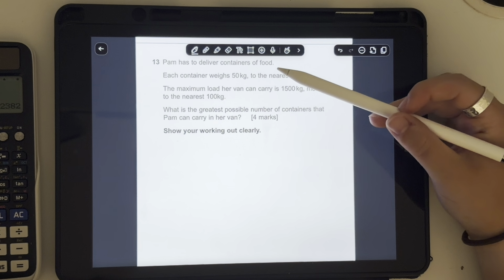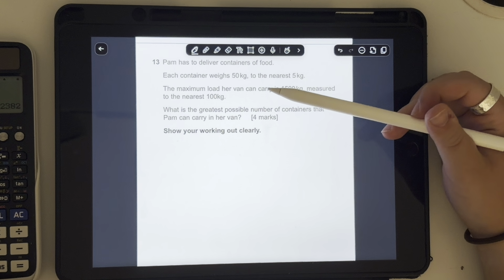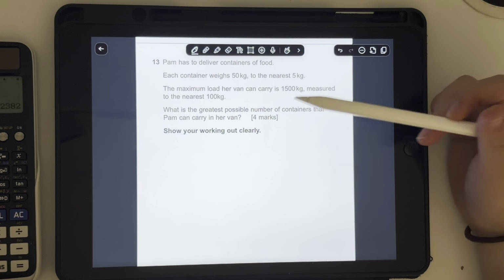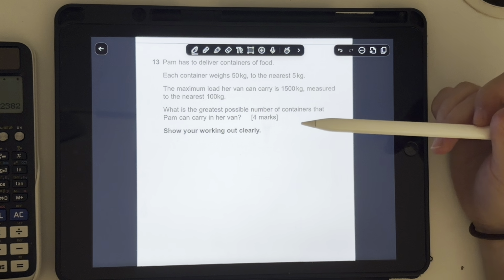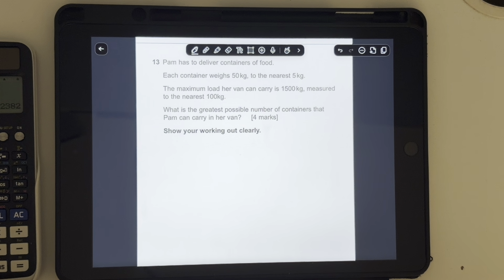Bahamas deliver containers of food. Each container weighs 50 kg to the nearest 5 kg. The maximum load our van can carry is 1500 kg, measured to the nearest 100 kg. What is the greatest possible number of containers the Bahamas can carry in our van?